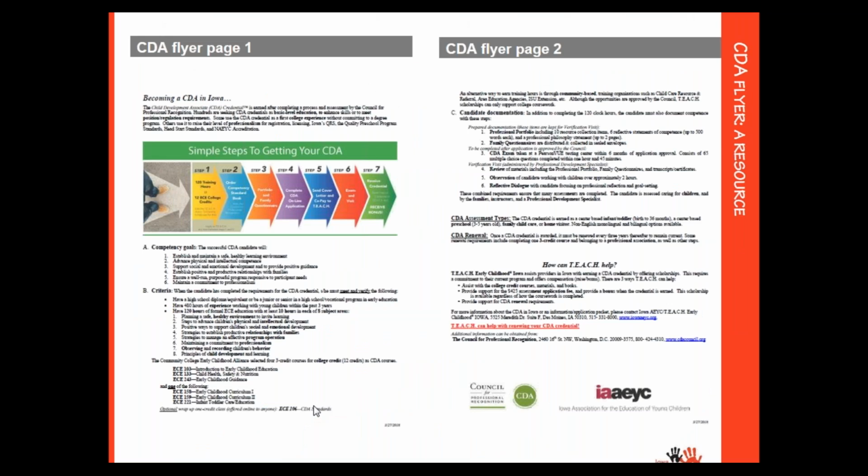This is our flyer that we give out, and it is called Six Simple Steps to Getting Your CDA. It is a flyer that outlines what the CDA is, the CDA competency goals, the criteria in achieving a CDA, and how Teach can help. It is a good resource to share with the potential CDA candidates. And there is a link, as we've said, on your CCR&R CDA resource page.